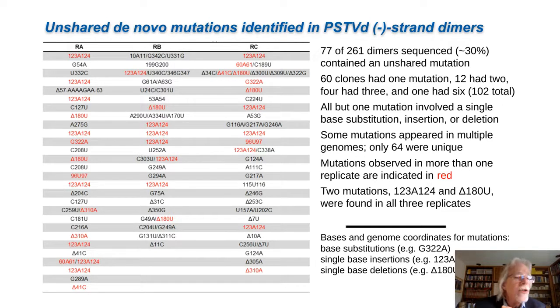Now, some mutations appeared in multiple genomes. It turns out only 64 of those 102 mutations were actually unique. Some appeared in multiple genomes and in more than 1 replicate. And mutations observed in more than 1 replicate are shown in red. Okay. And some of them were found in all 3 replicates.